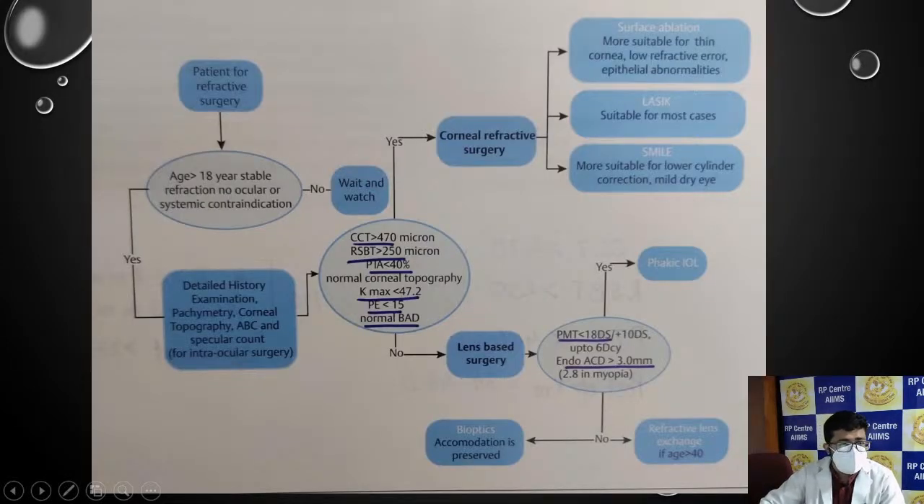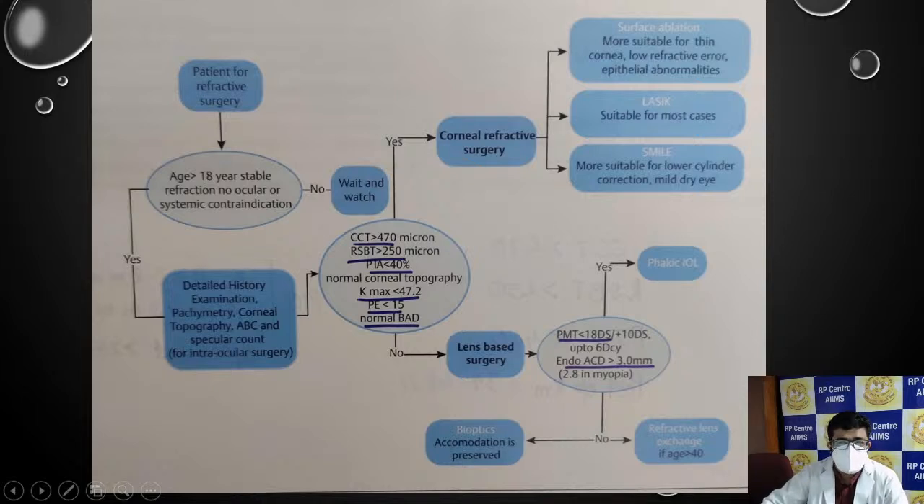In short, to conclude, when a patient comes to you, you have to assess the age and the refractive stability of the patient. If not stable, then you wait and repeat the refraction after 6 months or 1 year. If the patient is suitable, then you take a detailed history, examination, pachymetry, and all the investigations which we have shown you. And if all the parameters are within normal limits, if the RSBT is more than 250, PTA is less than 40, and the posterior elevation and BAD maps are within normal limits, you go ahead with a corneal refractive surgery. The various types would be surface ablation like PRK, LASIK, or SMILE.